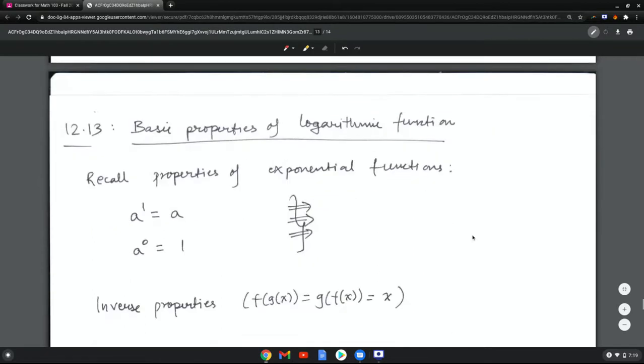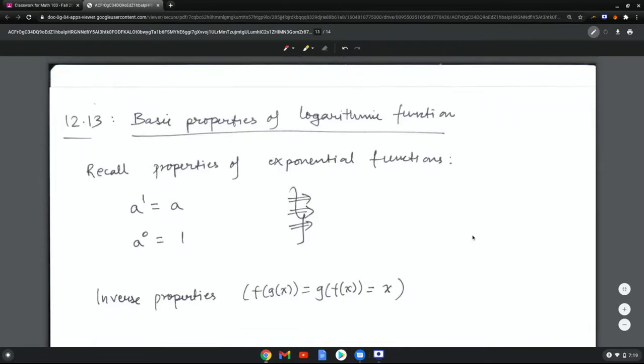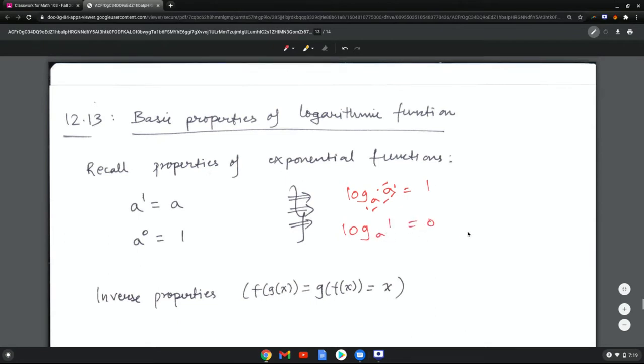Some basic properties. So we can derive these properties from the exponential function. a to the power 1 is a. If I rewrite this in log form, this is log base a, switch the input output. So basically says if these numbers are the same, the base and the logarithm, then it's always 1. This says log base a of 1 is 0. So log of 1 is always 0.